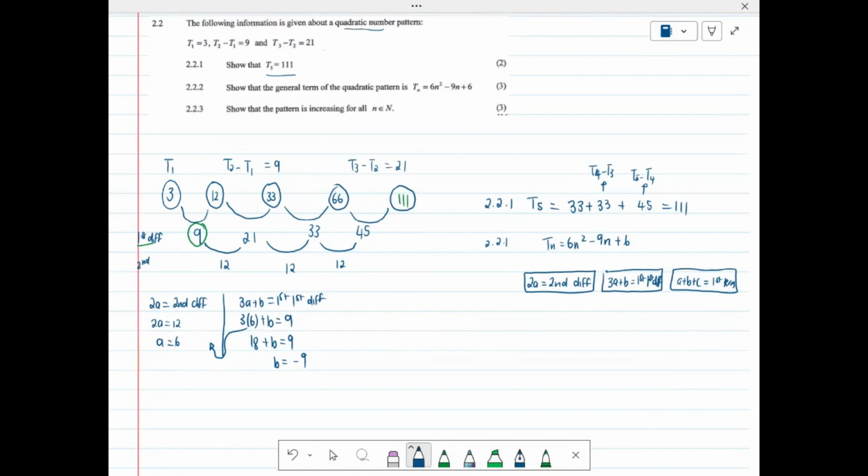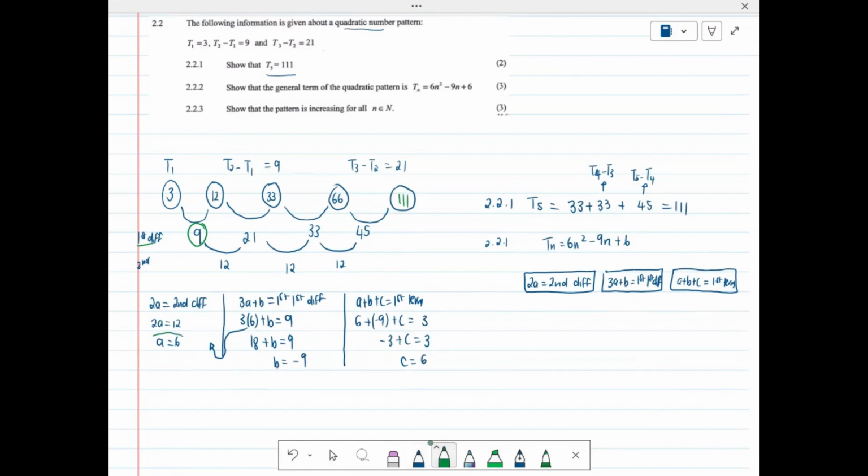Now we're going to use the last equation. So we get a plus b plus c is equal to your first term. A from that is 6, b was minus 9, and c is what we're solving for, and it should equal our first term, which is 3. So we have minus 3 plus c is equal to 3. So c is equal to 6.